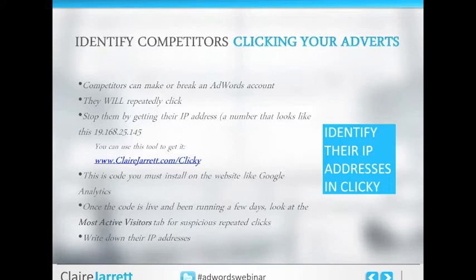This is the good news, is Google has a way of stopping them by getting their IP address. And it's a number that looks like that, so I've given an example on there. So you can use a tool that I recommend called Clicky, which is a free tool for the first website. And it's code that you install on the website. Your web designer would be able to do it. It's code that you need to put on the page, just like Google Analytics, so it has to go on every page of the site.